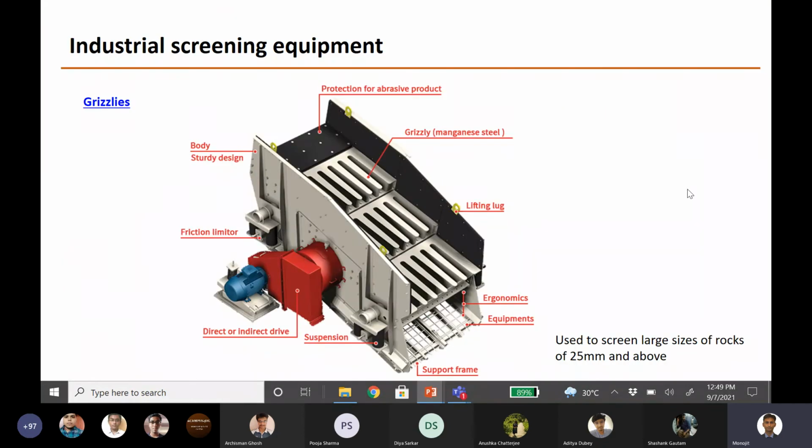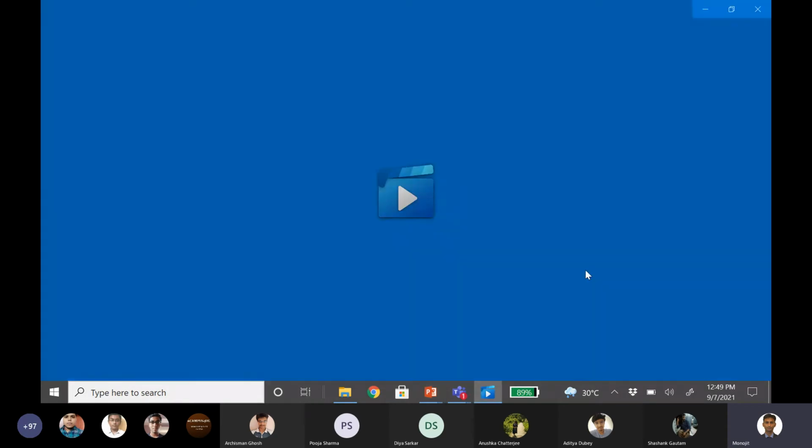The first type of industrial screen that we encounter is grizzlies. Grizzlies are mostly used to separate huge particles that you directly receive from ore or any raw particle that you receive from nature, or by breaking it manually. Those particles are initially separated using this kind of equipment known as grizzlies. So this is how it operates. See the video.